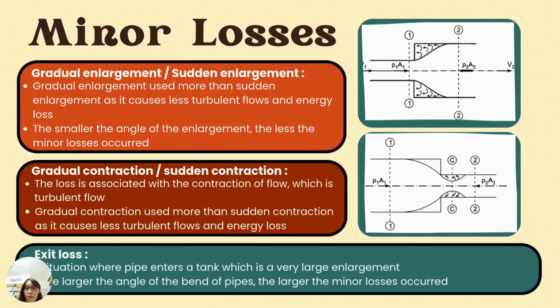Now, let's discuss the minor losses. Minor losses mean losses of pressure due to components in a piping system other than a straight section of the pipe. First, gradual enlargement or sudden enlargement. This is the same with gradual contraction or sudden contraction. Energy loss occurs because of turbulent flow. Thus, the smaller the angle of the enlargement or contraction, the less the minor losses occur. Next, axial loss, which refers to the situation where a pipe enters a tank, which is a very large enlargement. The larger the angle of the bend of pipe, the larger the minor losses occur.